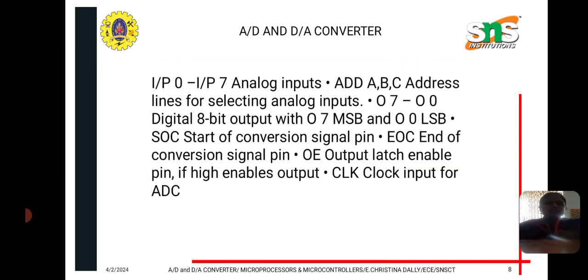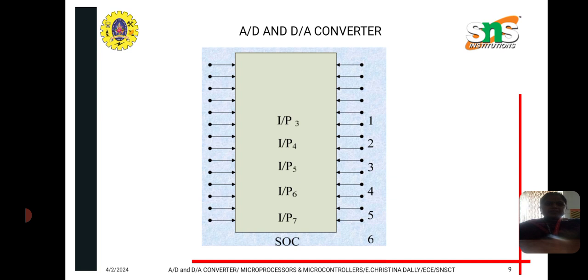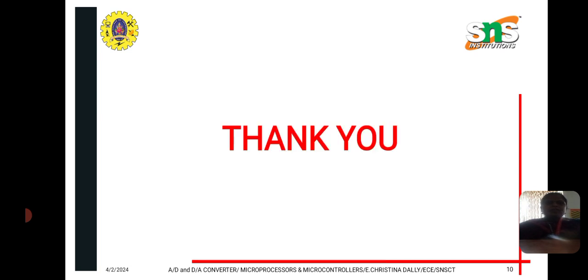IP0 to IP7 are the analog inputs, and A, B, C are the address lines for selecting the analog inputs. After that, EOC is the end of conversion and SOC is the start of conversion. If the output latch enable pin is high, it enables the output pins. So these are all the port pins available for this A to D converter.